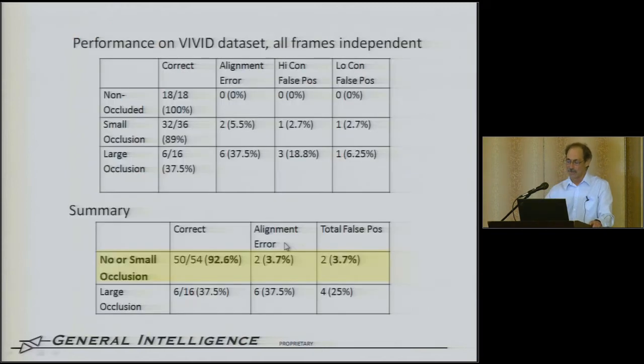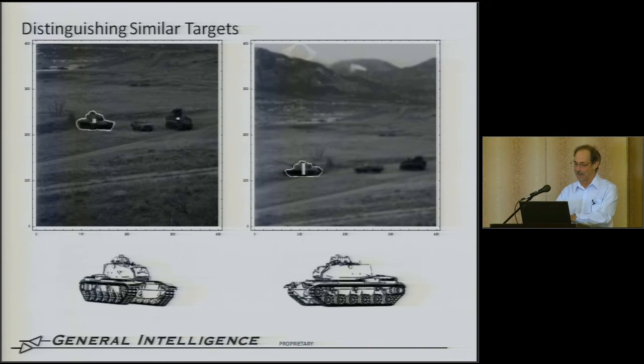So the summary of the data here is that with no occlusions or small occlusions on that data, we get 92.6% correct. 3.7% are alignment error, that is, it found the correct location but didn't get a correct transformation, and the false positives are 3.7%. If you go to large occlusions, which is like a third or a half of the thing missing, with this particular matching function, the performance drops dramatically. That is predictable by the same kind of analysis.